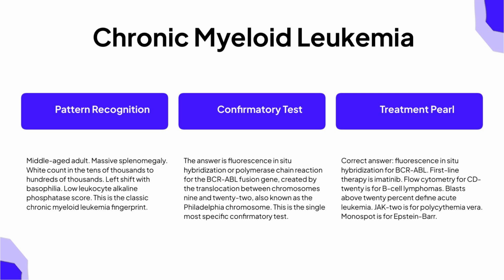CD20 is a B-cell marker used in lymphoma workups. Bone marrow blasts above 20% would make this acute leukemia, which this patient does not have. JAK2 mutations belong to other myeloproliferative disorders. Monospot is for Epstein-Barr infection. First Aid and Sketchy Pharmacology cover this perfectly.